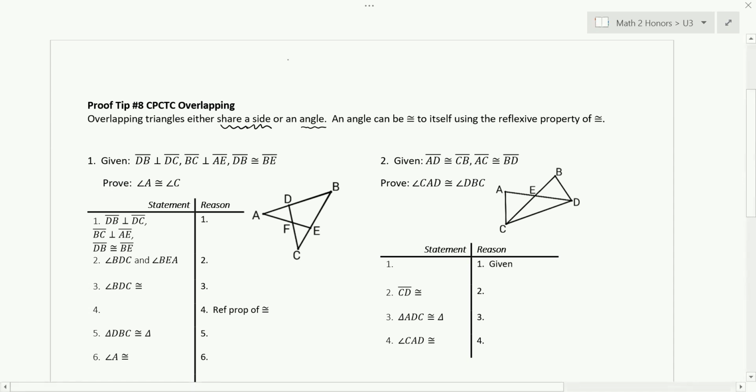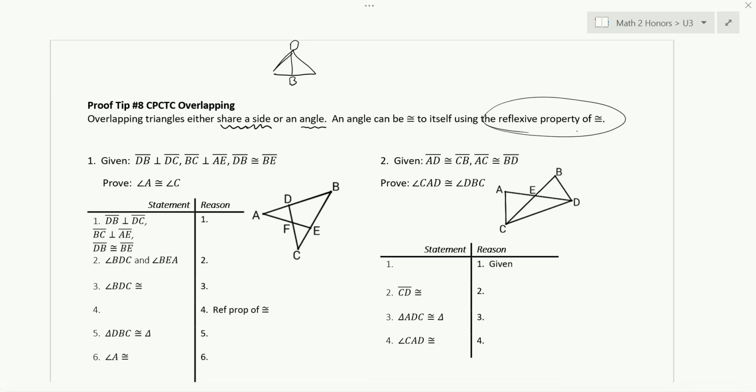If we have a shared side, like if we had this, like BD here is shared between two triangles, and we said BD is congruent to BD, what was our reason? Reflexive property of congruence. So if you have a shared angle, you can use the same property, reflexive property of congruence. We haven't done it yet, but here's where it'll start to come up. So if ever you want to say an angle is congruent to itself, the reason's the same as a side congruent to itself, reflexive property of congruence.